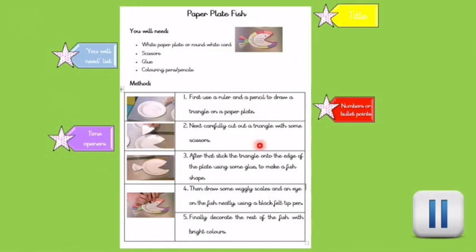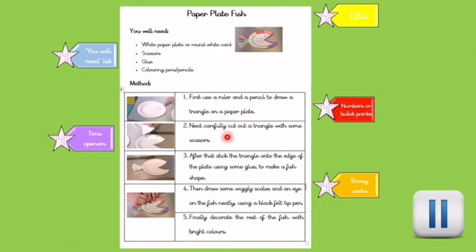The next feature of our instructions are bossy verbs. We looked at these yesterday and at the start of our lesson. So the bossy verbs, the imperative verbs, are the verbs that tell you how you need to do something. So I've got use, so use a ruler, draw, cut, stick, draw, and decorate. So those are really important, the bossy verbs, because those imperative verbs are telling you how you need to do something. The instructions would be useless if you just said first a ruler and then, or first, next, carefully, a triangle. It wouldn't tell you how you need to do each step. So that's a really important part.